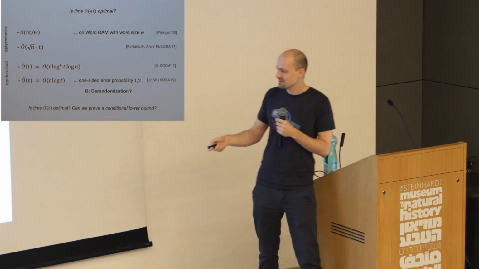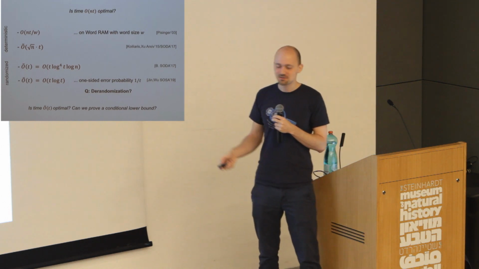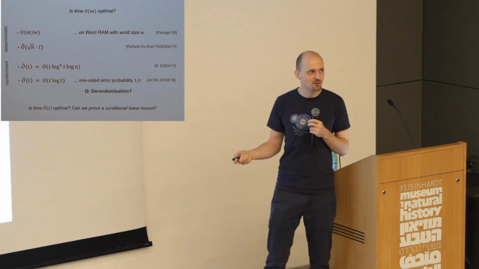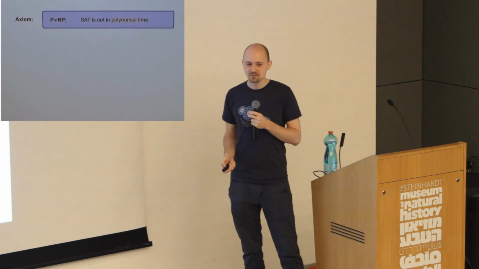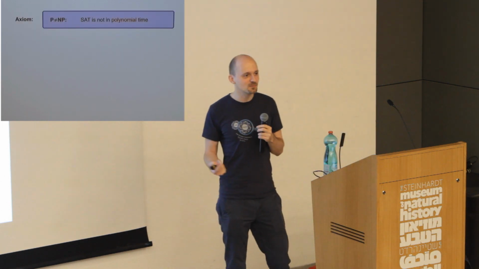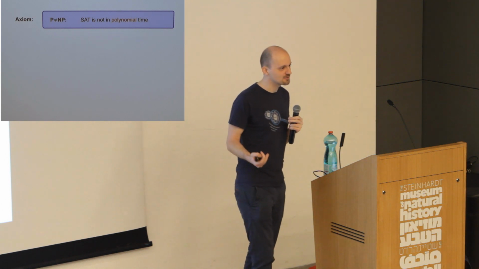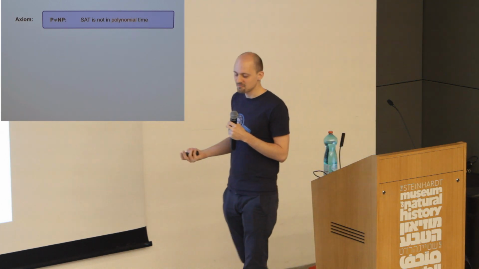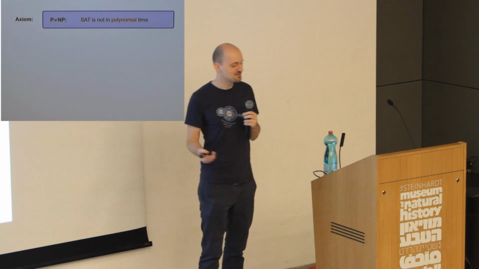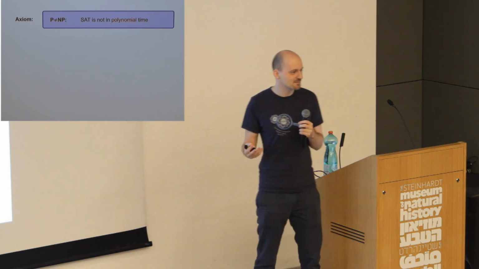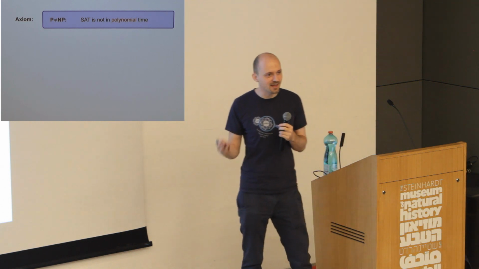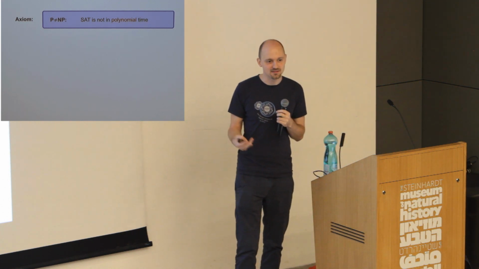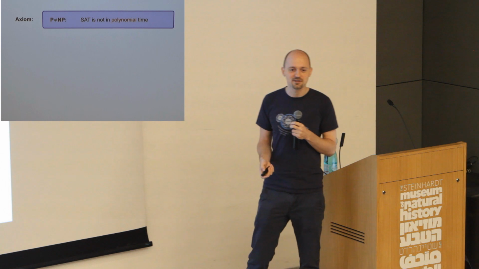Anyways, so let me focus on whether we can show that this running time should be optimal or not. So classically in TCS, what do we do to show that the problem is hard? We show that it's NP hard, right? And my view on this P versus NP is that we basically treat it as an axiom that P is not equal to NP, right? That satisfiability is not in polynomial time.